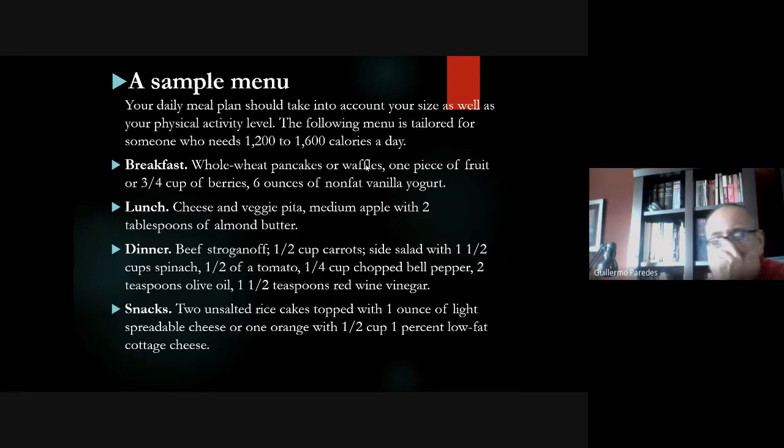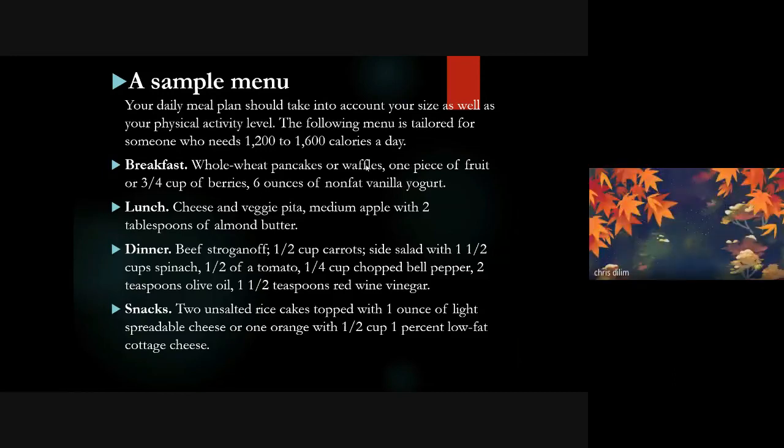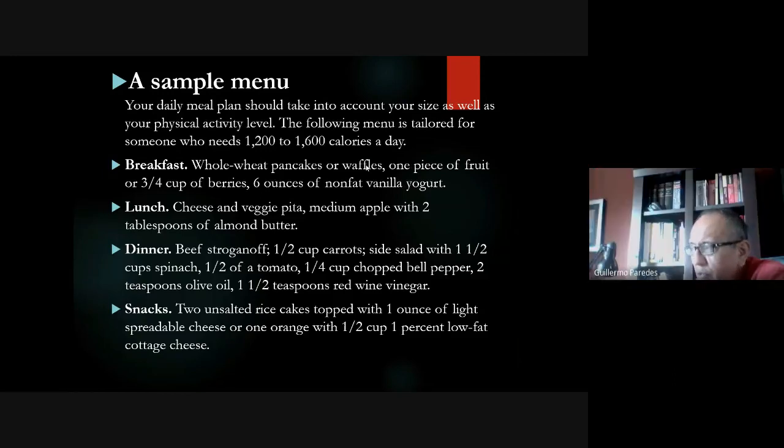Why red wine vinegar? Probably because of the taste, right? Because it's a salad. You cannot eat the salad just with plants. Snacks, 2 unsalted rice cakes. Why unsalted? For the sodium. And why do you want to decrease the sodium? High blood pressure.